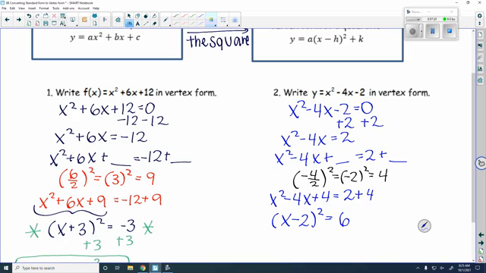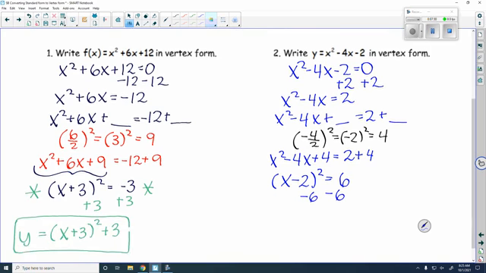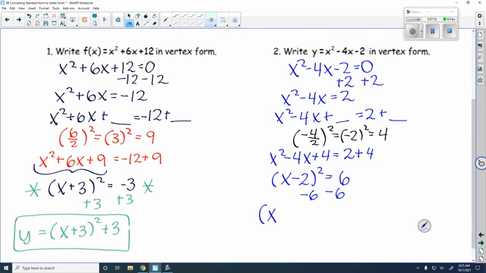Okay, what's my new step? Yeah, we're going to have to subtract 6 this time because it's positive. So subtract 6. Write your y equals.